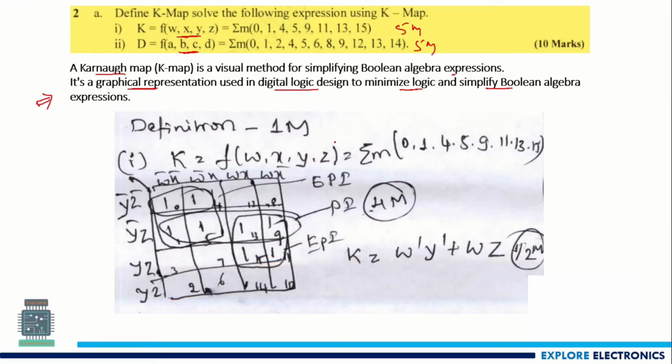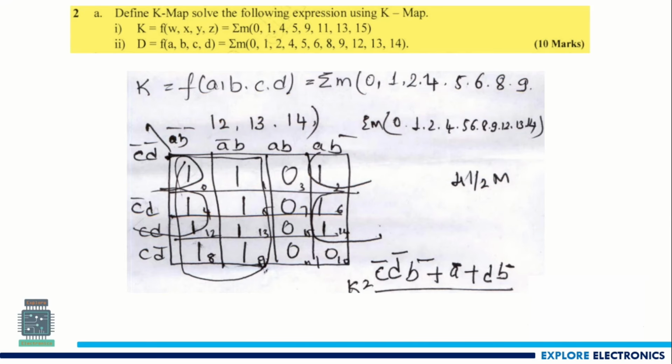So this is the function they have given, and we have taken wx as well as yz and grouped here. Finally it leads to w bar y bar plus wz. Solve this by yourself, and you can visit the video of 4 variable K-map in my playlist, and you can understand if you have any doubt.